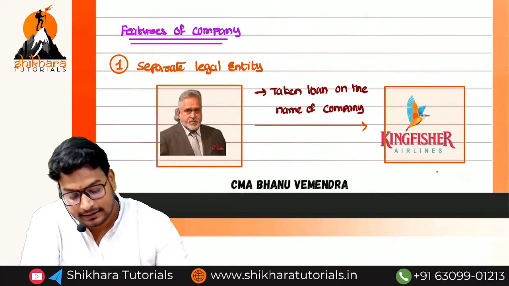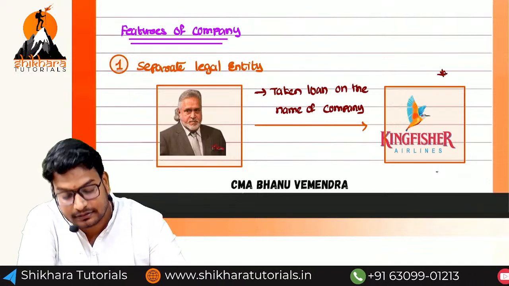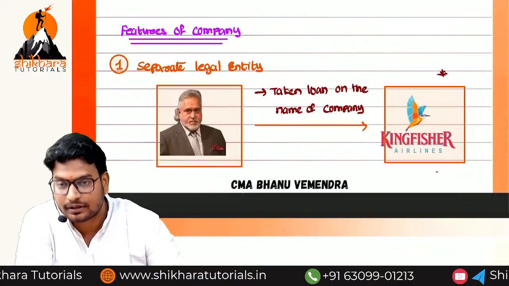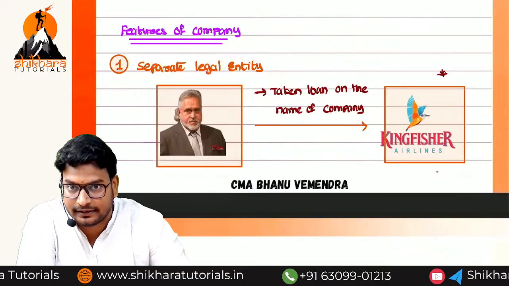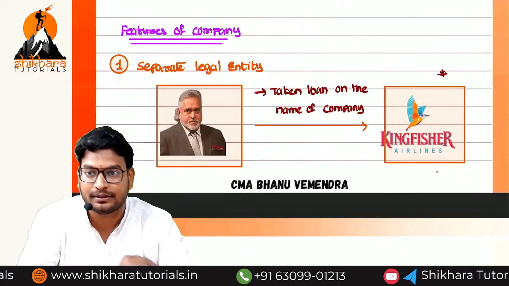And he is saying, I did not take the loans. Who has taken the loans? Kingfisher Airlines has taken the loans, go and ask that company. So this is called separate legal entity, because the owner is a different person and the business is a different person.